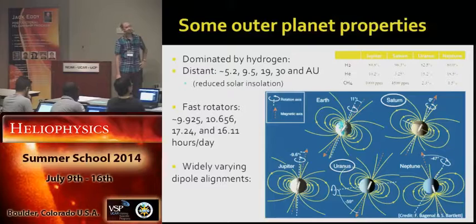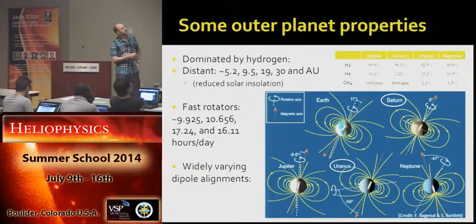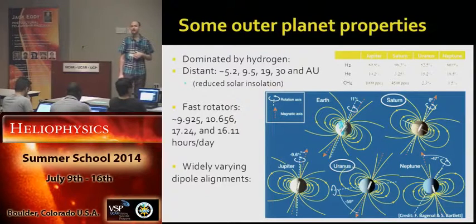So a few other parameters of the giant planets. Of course, they're all dominated by hydrogen, primarily molecular hydrogen. At Uranus and Neptune, the heavier constituents play a bit larger role than they do at Saturn and Jupiter. All the giant planets are distant, between 5 and 30 AU, so they experience a much smaller solar radiation than the Earth, or Mars, Venus. And they're all fast rotators, somewhere between 9 and 16 hours per day. And that has important effects on both the ionization in the ionosphere and, of course, the coupling to the magnetosphere, as you're rotating around a giant magnetosphere in such a short time.